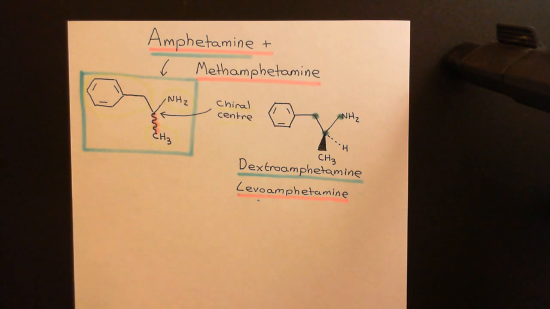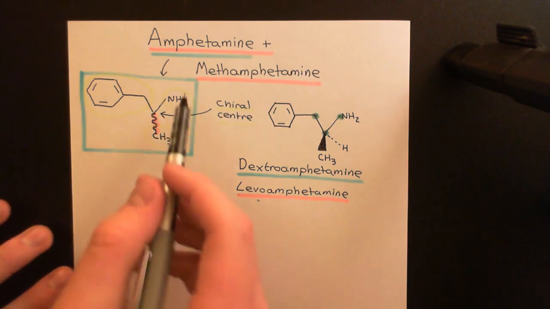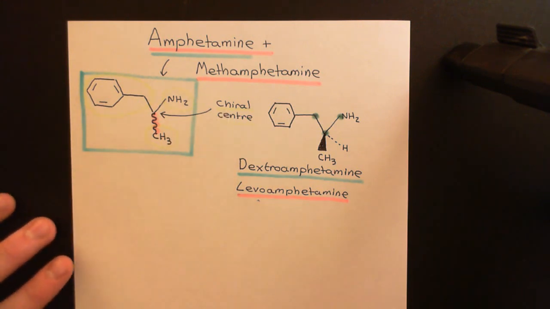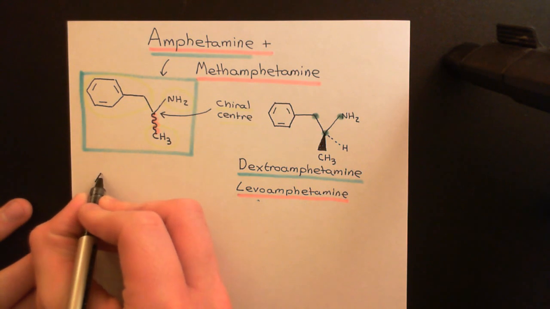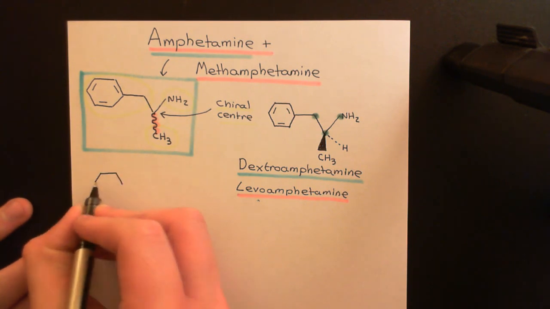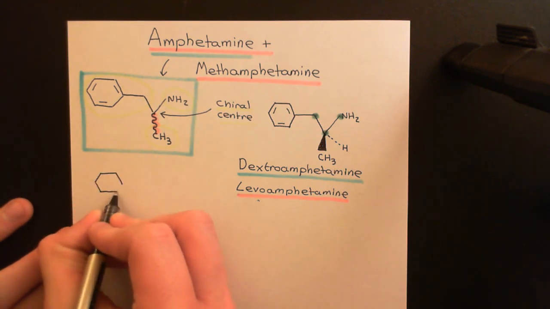Right. So now that we've done amphetamine, let's have a look at methamphetamine. Methamphetamine is only a very small modification to the structure of amphetamine, but it has the same difficult concept with there being two optical isomers of the molecule. So let me now draw methamphetamine's structure underneath the structure of amphetamine. As I say, it's very similar.